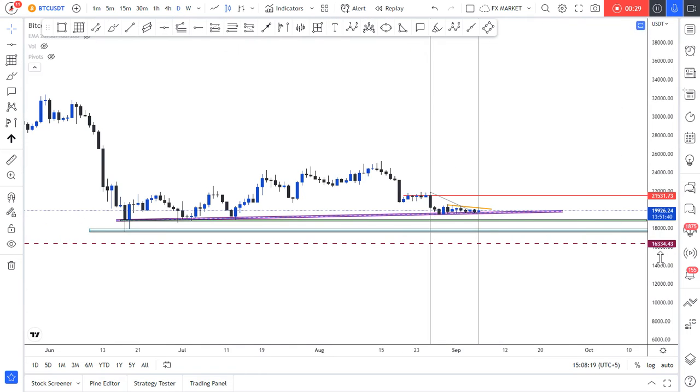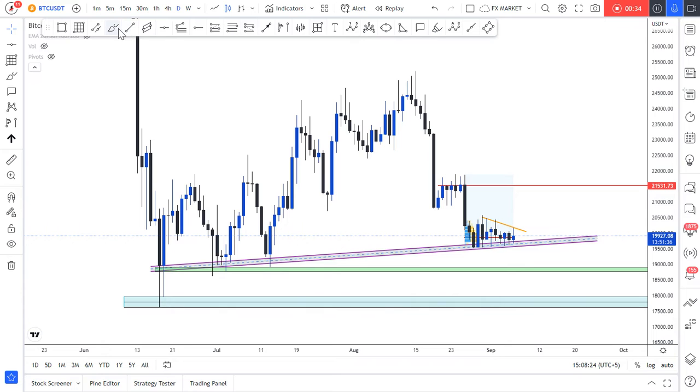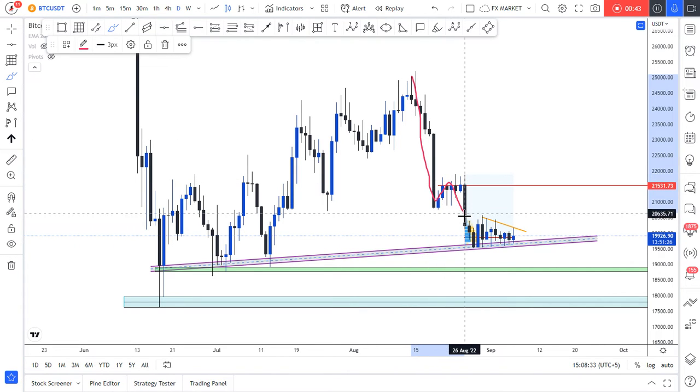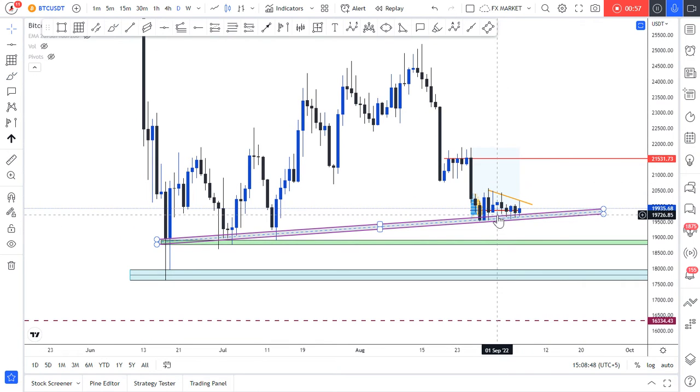Now let's start our analysis. Here I draw some levels in the Bitcoin price, in which we see that after the massive drop from the high of $25,000 on 15 August, price retraced and dropped to this trend line. Here price tested three times previously, and now price is holding this level. So here we can see that the clear market structure is bearish, and price is holding this trend line support and the 19,000 support area.